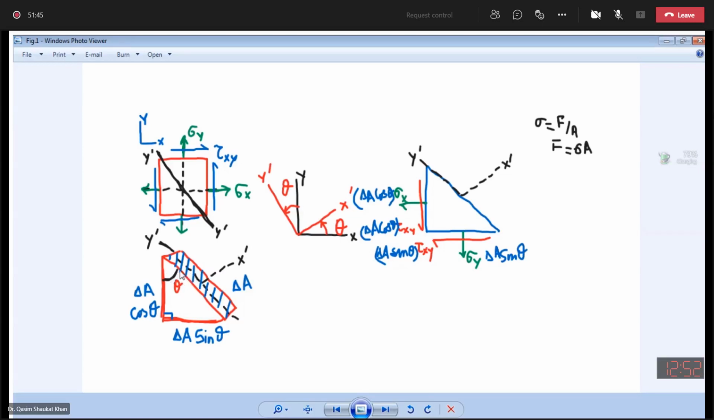Then we have resolved this delta area, delta A into its components about vertical, about this base and the perpendicular. So about the base, the component will become delta A cos theta, and about the perpendicular, this area component will be delta A sin theta. Guys, please draw these two figures. This is your figure 1 or figure A. This is figure B. Please draw them and let me know if you have any issue.